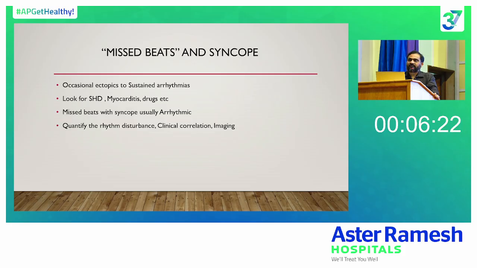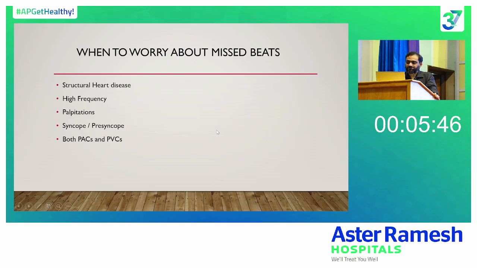Again, missed beats is a common clinical term. If a patient comes to you with missed beats and a syncope, the arrhythmias can range from occasional ectopics to sustained arrhythmias. Always look for structural heart disease. Always think of myocarditis, drug-induced causes and other hormonal imbalances. Patients presenting with missed beats and syncope are usually arrhythmic disorders. And when you have such a patient, quantify the rhythm disturbances by doing a Holter monitoring for 24 hours or 48 hours. Correlate the symptoms with the findings, and imaging is very useful in some of these patients.